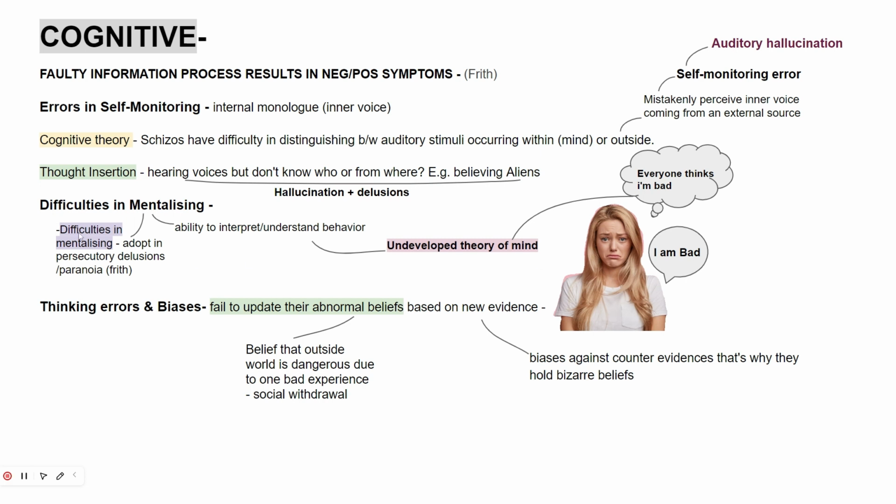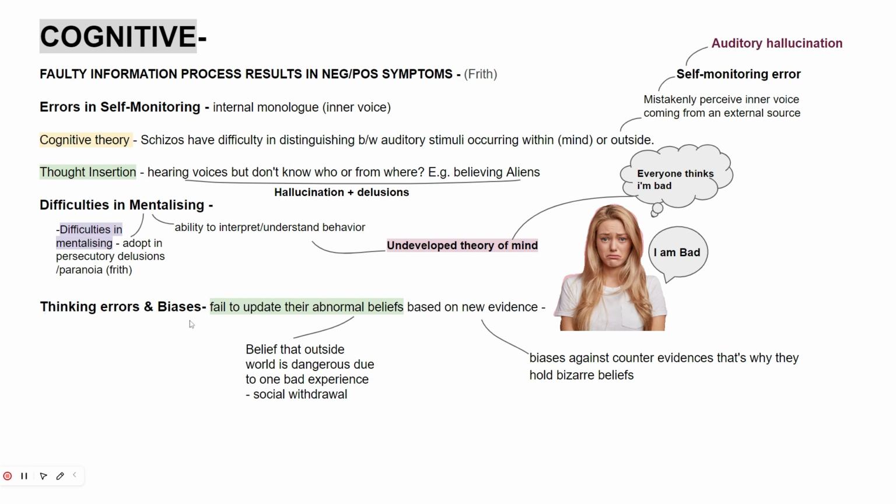So difficulties in mentalizing means that they adopt persecutory delusion, this paranoia. They believe that a person is hostile just because they are not responding, or they falsely make up their own understanding of other people's behavior, which can be a persecutory delusion as well.